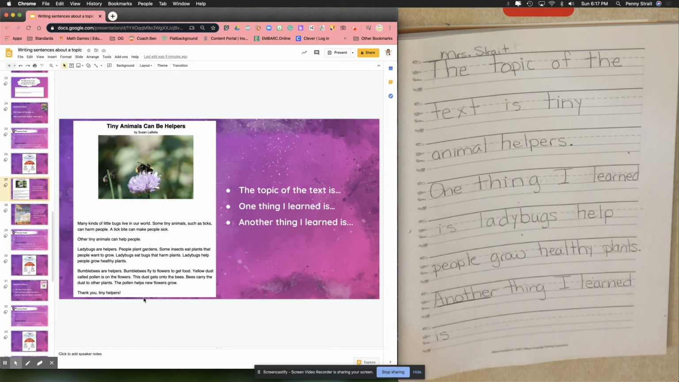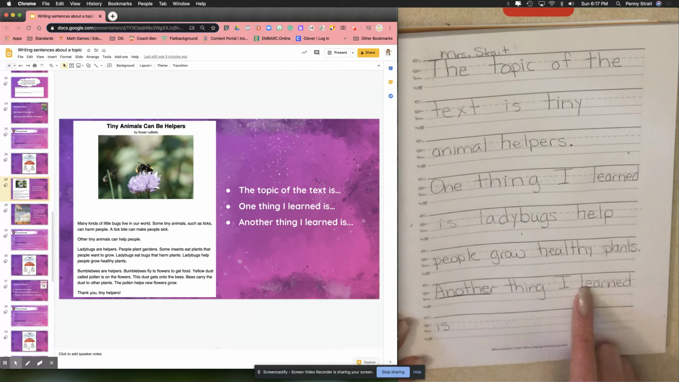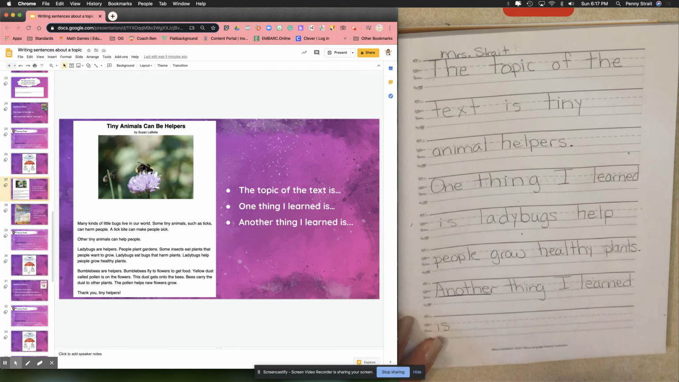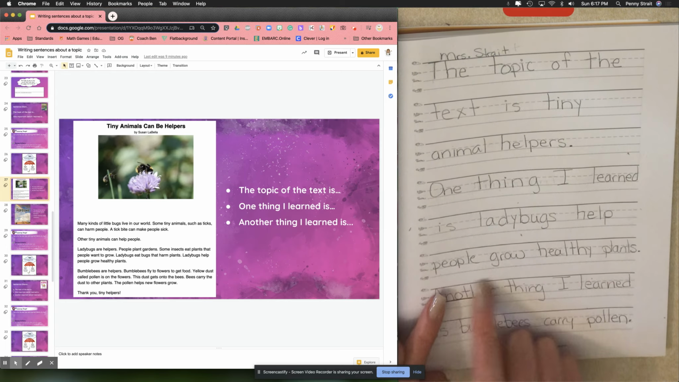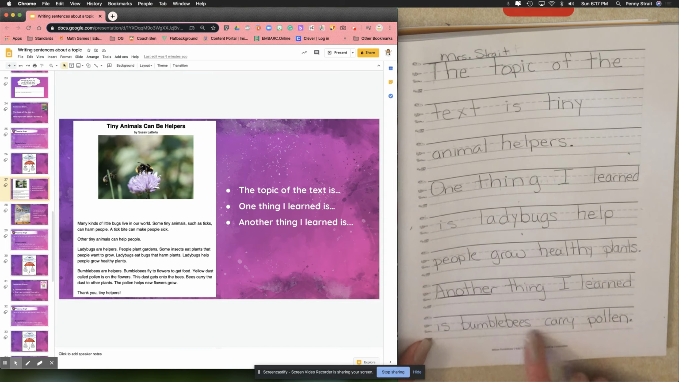How'd you do? Well, I saw that this article talked about ladybugs, and it also talked about bumblebees as one of those tiny helpers, and that bumblebees help carry pollen from flower to flower. So I'm just going to put another thing I learned is bumblebees, and it's one word, it's in the text, carry pollen. Period. Okay, now I'm going to reread my writing. Another thing I learned is bumblebees carry pollen.